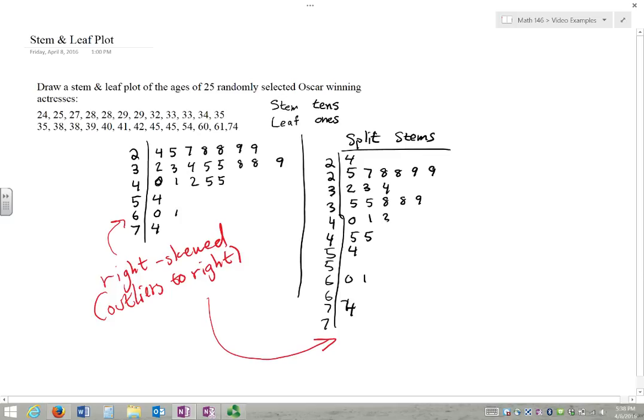So a stem and leaf plot is a bit more sophisticated version of a dot plot. But in a stem and leaf plot, we actually have the original data, and for that reason, the data needs to be sorted first.